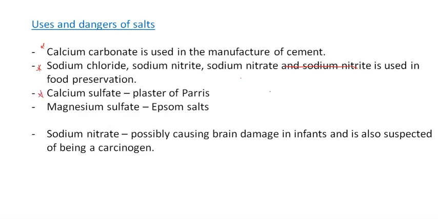Calcium sulfate is used in plaster of Paris when people break their arm and they go to get a cast. The cast is really made up of the salt calcium sulfate, and magnesium sulfate is used as Epsom salts. All right. Sodium nitrate: there's some research showing that there could be possible brain damage in infants, and it is also suspected to be a carcinogen, meaning that it can cause cancer.